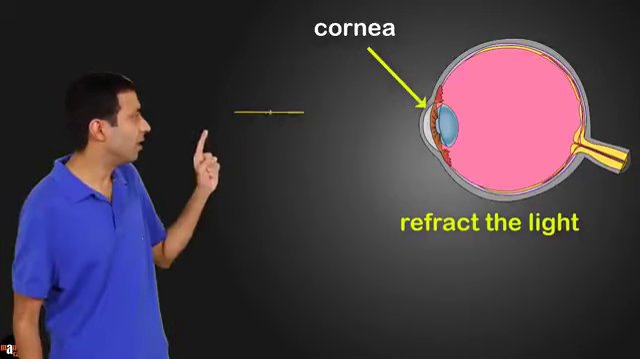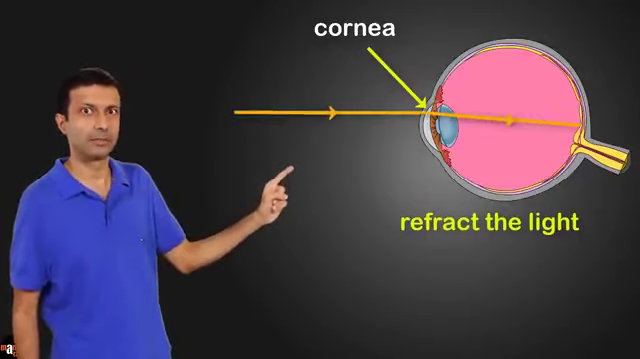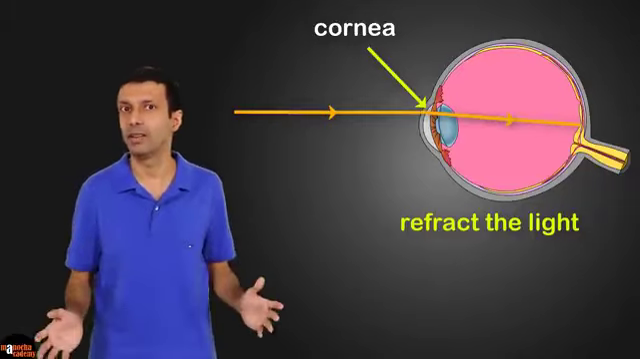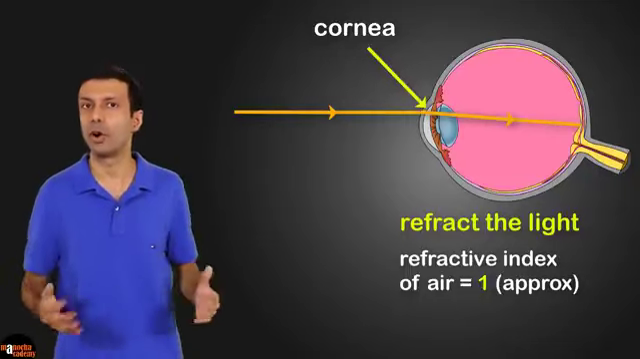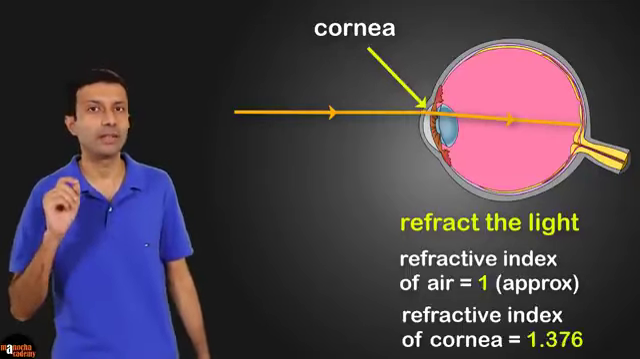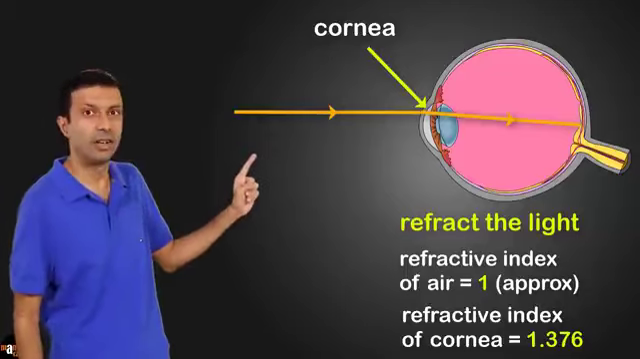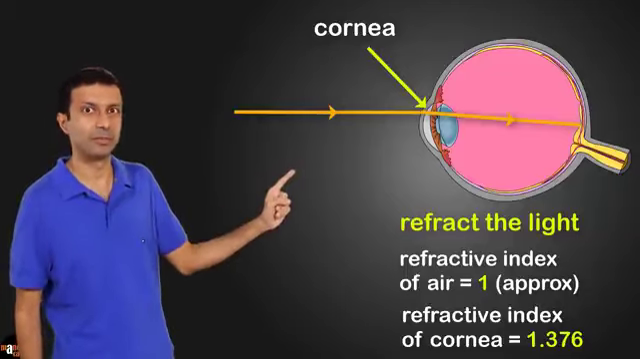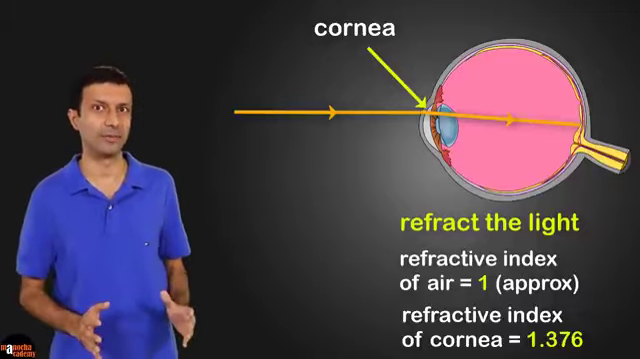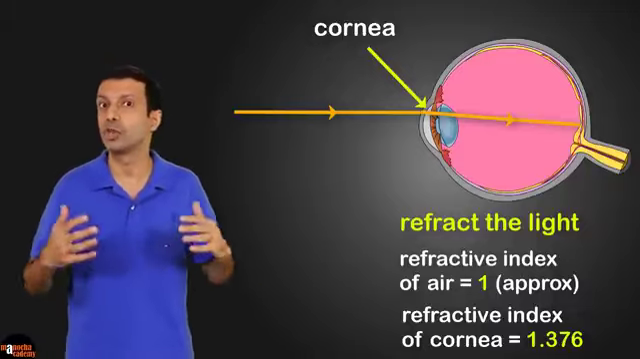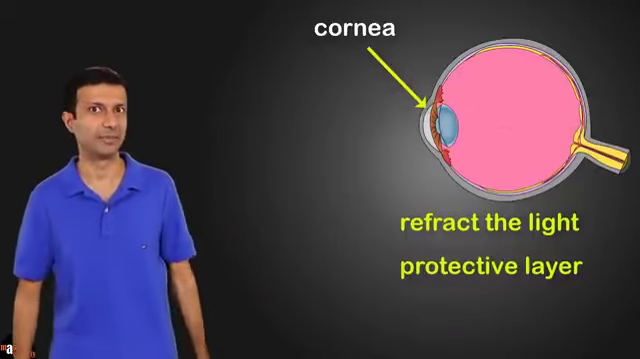So as you can see here, light enters from air into the cornea. The refractive index of air is approximately 1 and the refractive index of the cornea is 1.376. So light is entering from a rarer to a denser medium. So a lot of bending of light is happening at the cornea. And the other function of the cornea is to act as a protective layer of the eye.